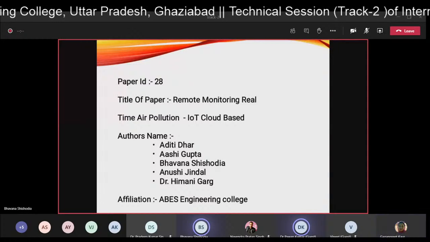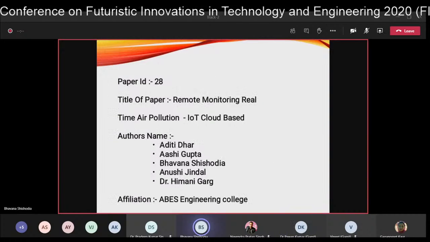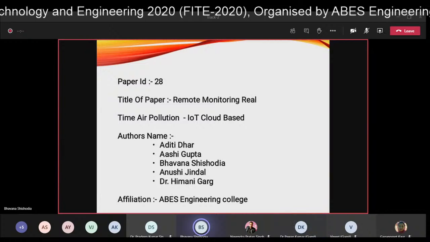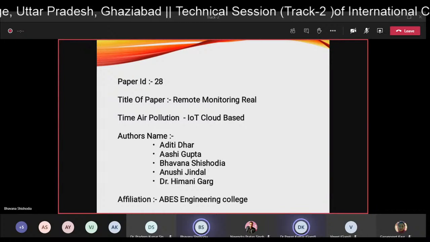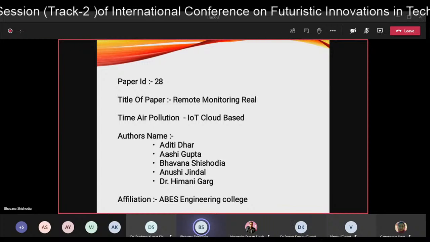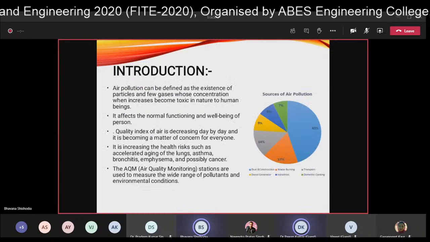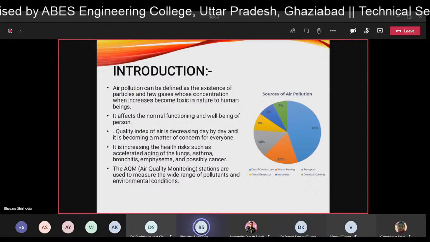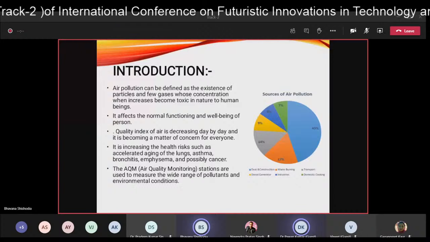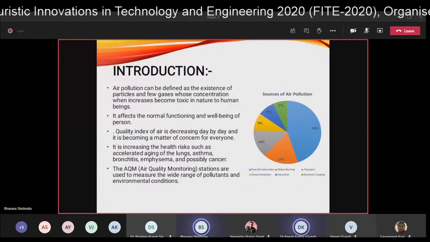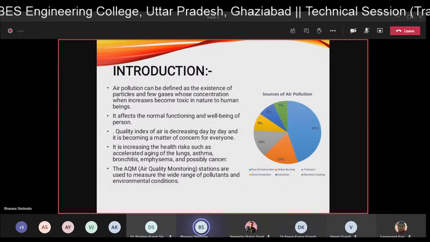Okay, now I start. The title of my paper is Remote Monitoring Real-Time Air Pollution, IoT Cloud-Based. I am Bhavna Shishodia from ABS Engineering College, from the Electronics and Communication Department. As we all know, in today's time air pollution is increasing day by day and quality of air is decreasing day by day. It is becoming a matter of concern for everyone, as it can cause aging of lungs, asthma, cancer, and many big problems.